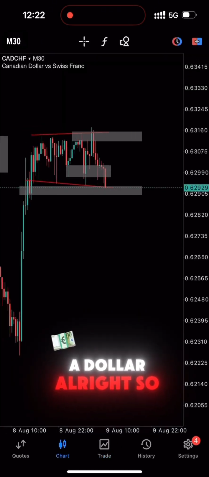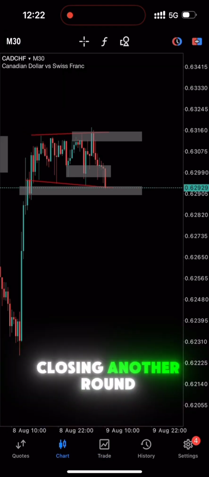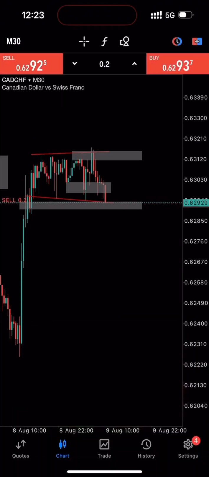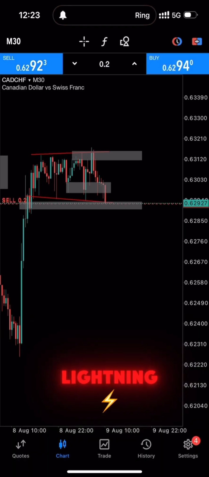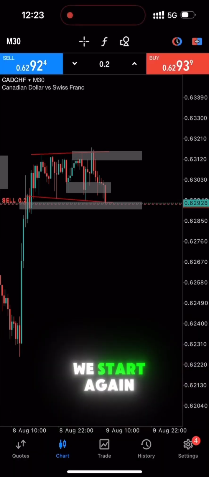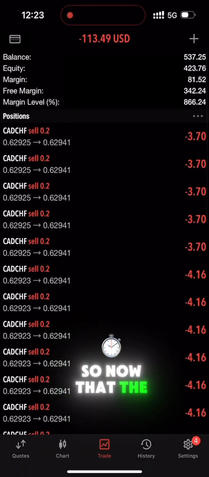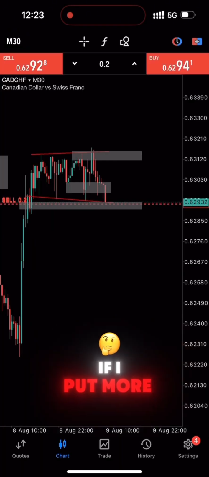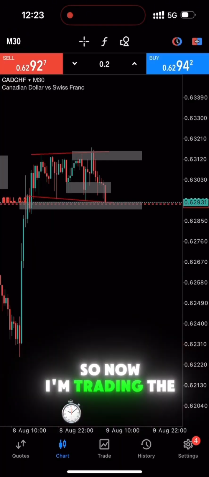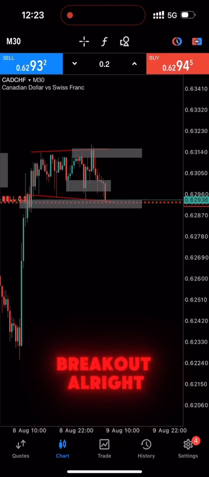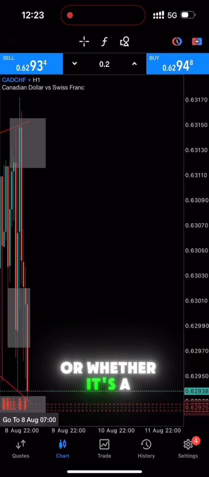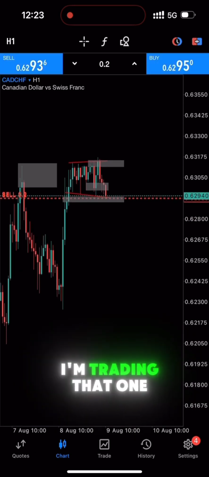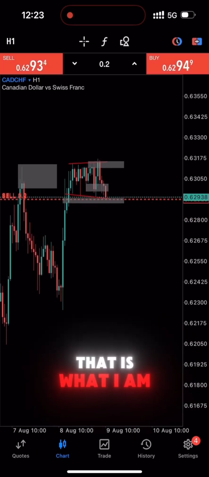All right, so closing another round of lightning. We start again. So now that the account has been built, it means I can even put more positions. So now I'm trading the breakout. Whether it's a fake out or whether it's a true breakout, I'm trading that one. That is what I'm getting.